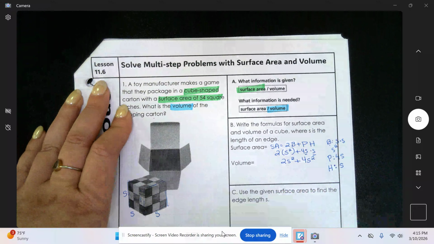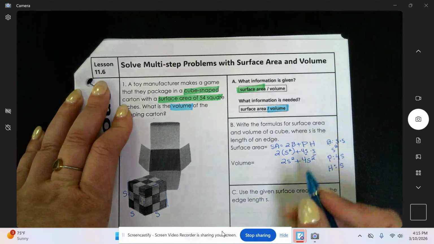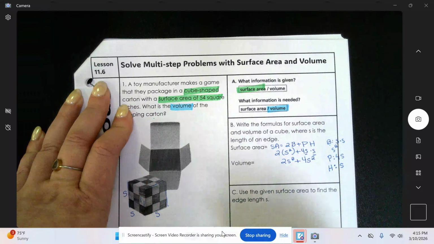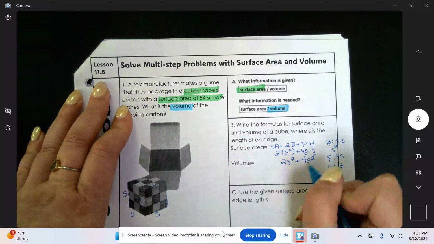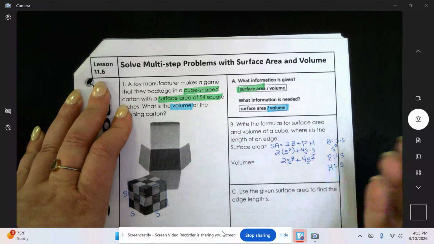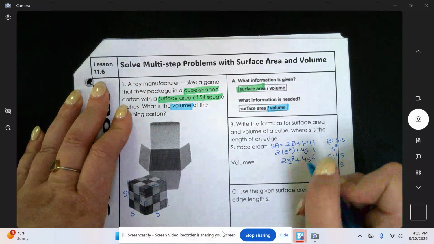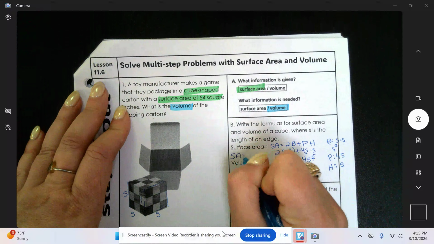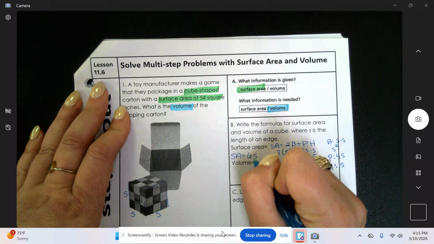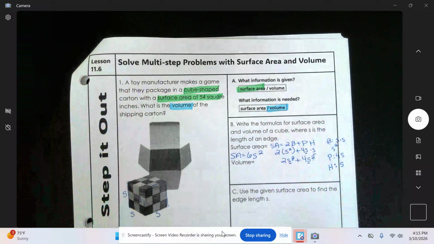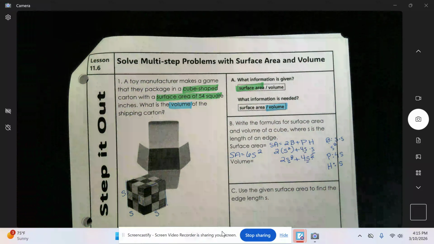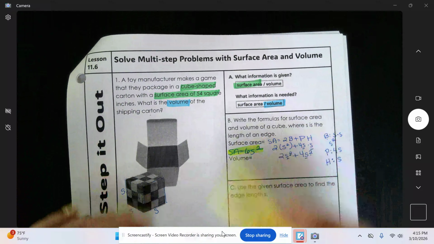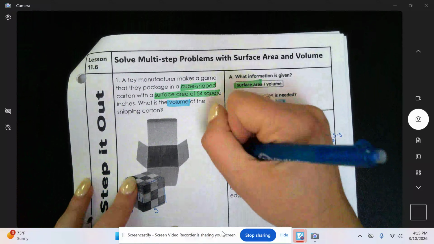Remember we talked about combining like terms, that we can combine them if they have the same exponents. This is the first time we're really seeing exponents involved. But because they both have the same variable and the same exponent, we can combine those together to equal 6S squared. So we can say that the surface area formula for a cube is 6S squared. And that's going to be really important for you to know. You may want to highlight that in a special color or something like that. But this is surface area of a cube.